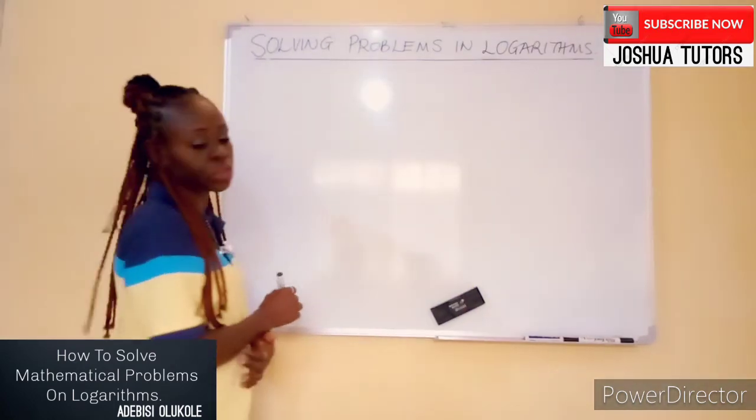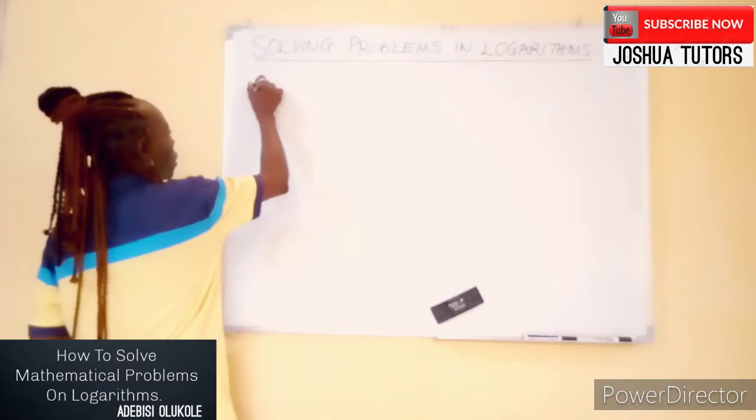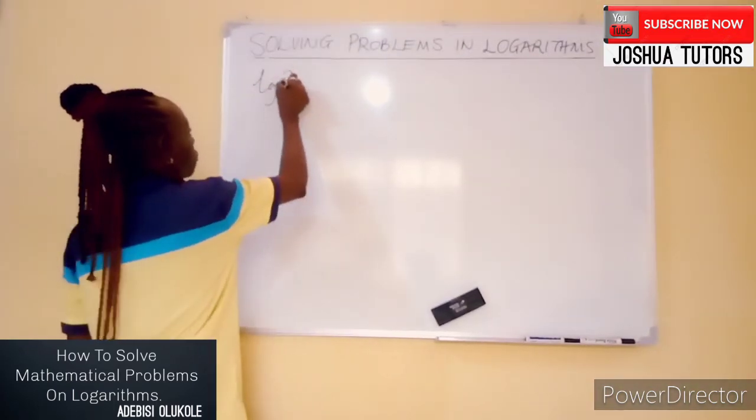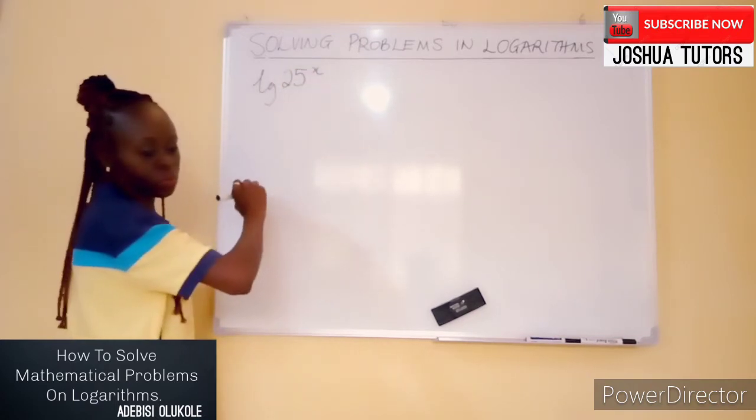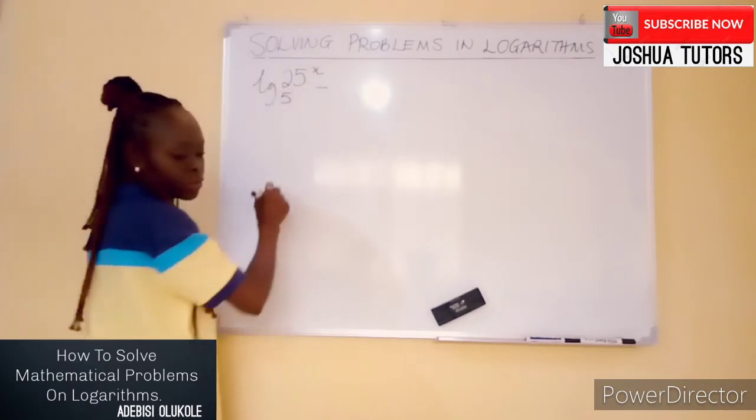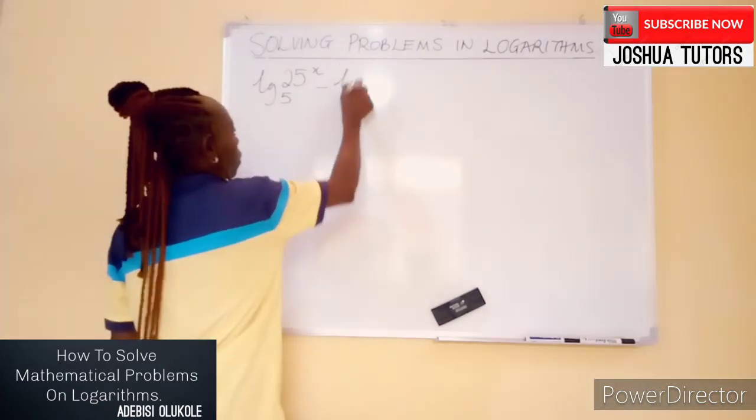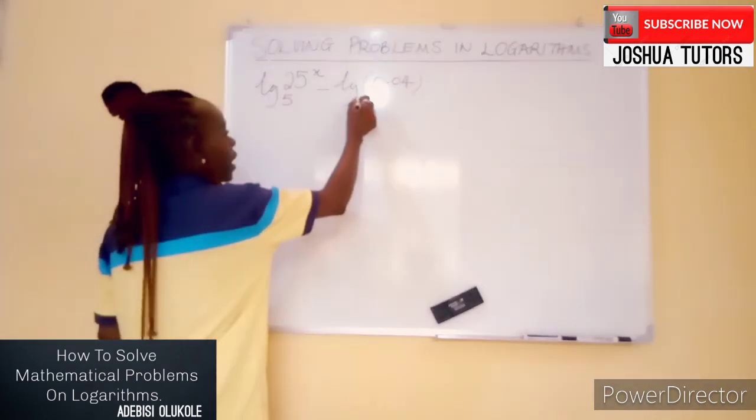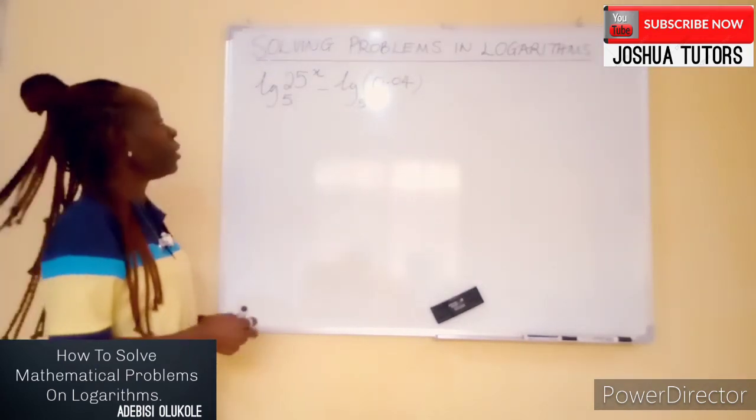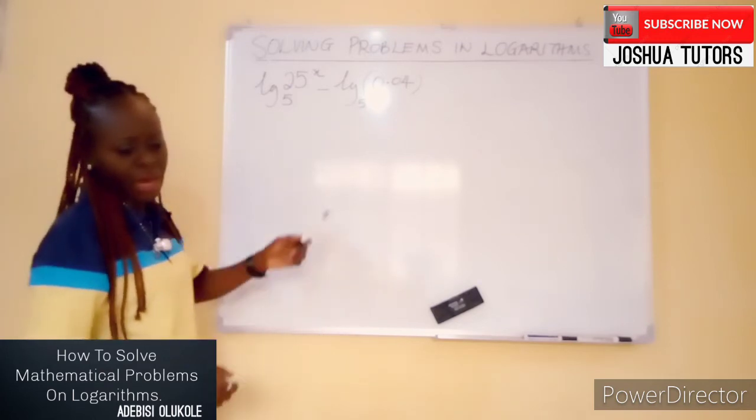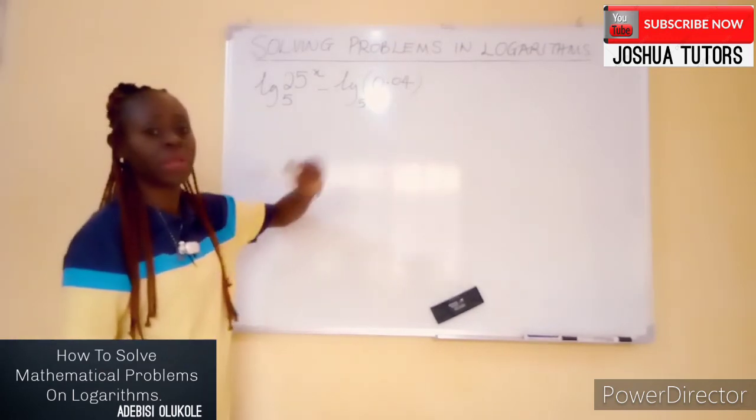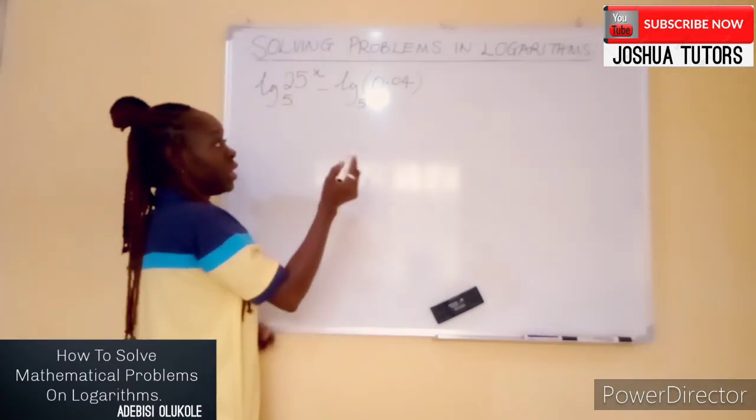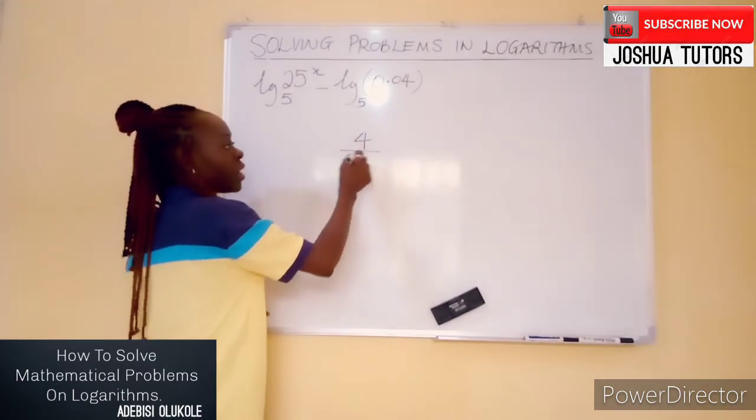I have a question like this: log of 25 raised to the power of x to base 5, minus log of 0.04 to base 5. And the student might look at a question like this and wonder, how do I handle 0.04? Let me quickly put you through that. 0.04 is 4 over 100.